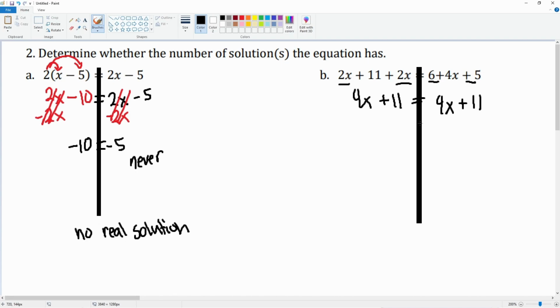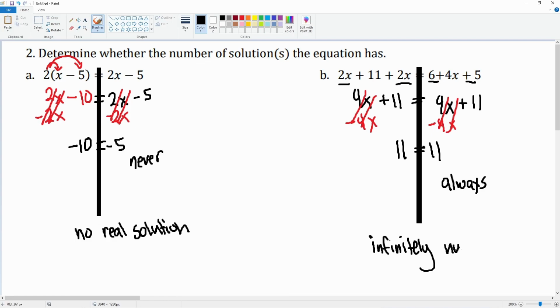Notice the left matches the right, all right? If you don't believe me, just subtract 4x from both sides. 4x minus 4x cancels. Now you're left with 11 is equal to 11. When is 11 equal to 11? That is going to be always. So this is going to have infinitely many solutions. All right. There you go.